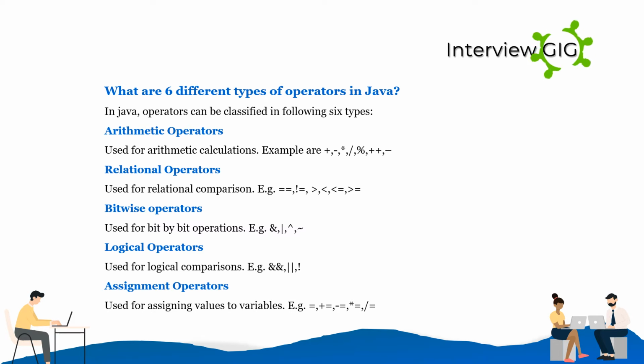Bitwise operators, used for bit-by-bit operations. For example, &, |, ^, ~. Logical operators, used for logical comparisons. For example, &&, ||. Assignment operators, used for assigning values to variables. For example, =, +=, -=, *=, /=.